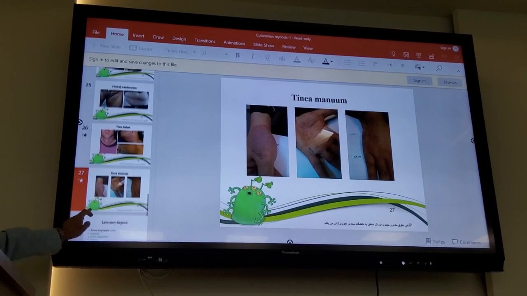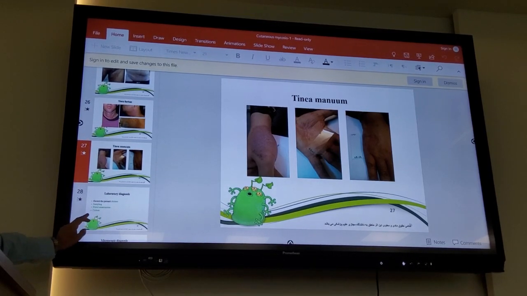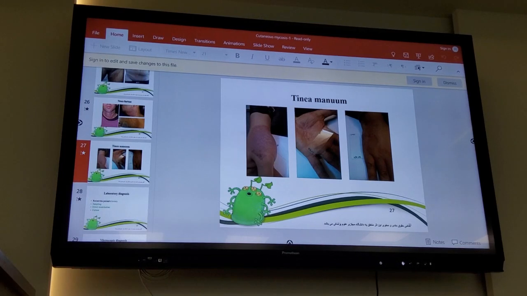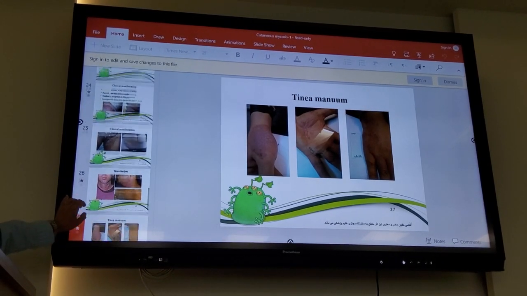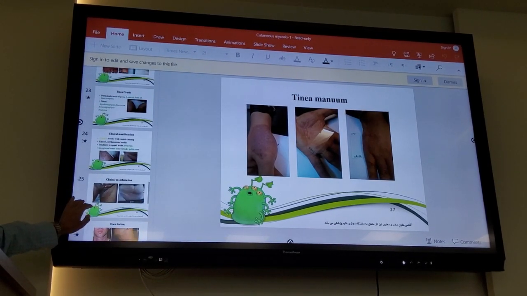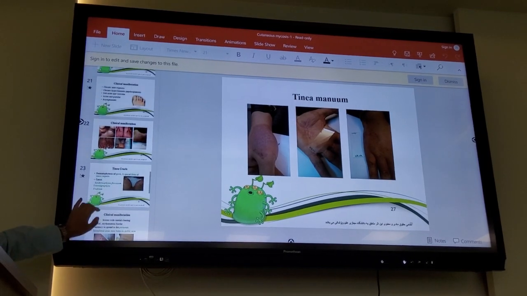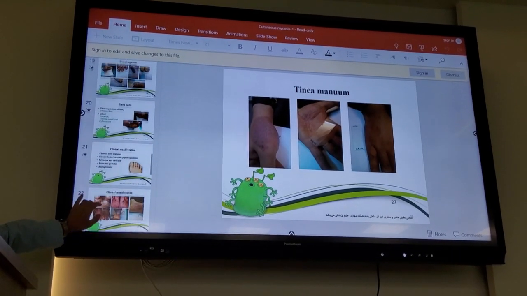For a good diagnosis in all of them, you must have a laboratory report. Okay, coming back to trichophyton, coming back to tinea unguium.